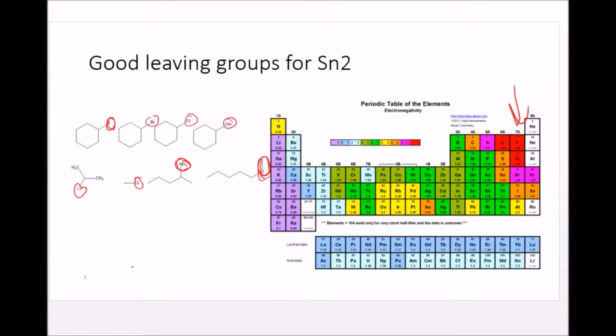And there you go. Leaving groups aren't that hard. Your best bet is always to go with the halogen. And then from there, some of them are going to be a little more tricky to find. But as long as you know that it can form a stable anion, then you should be fine.